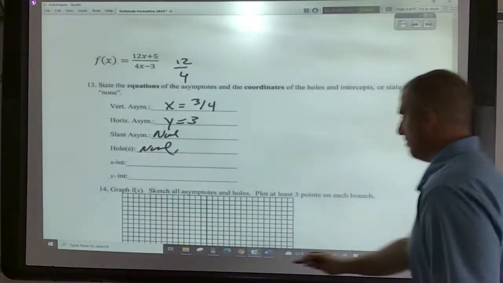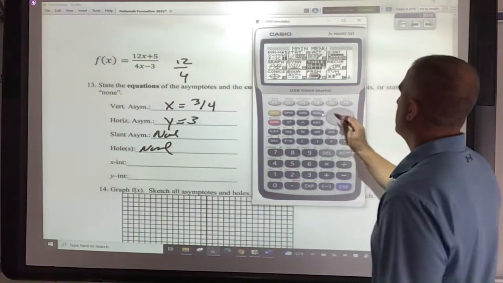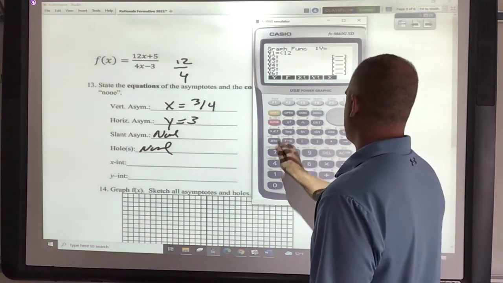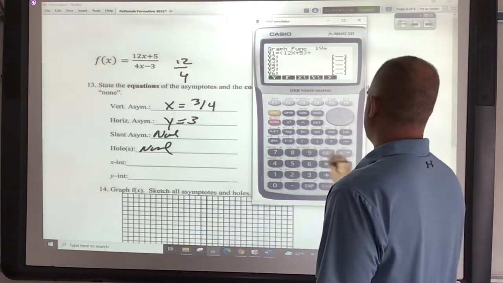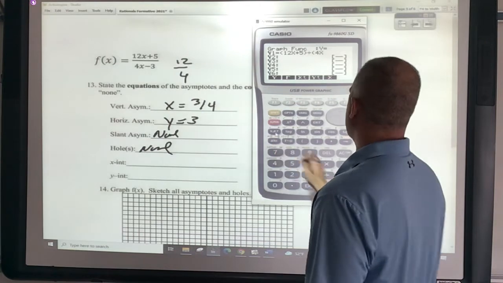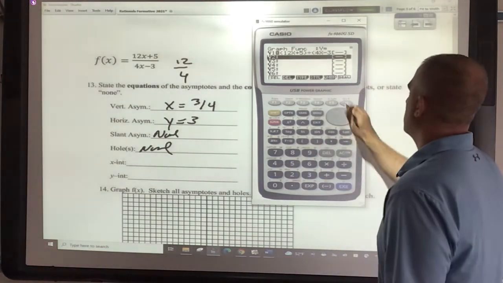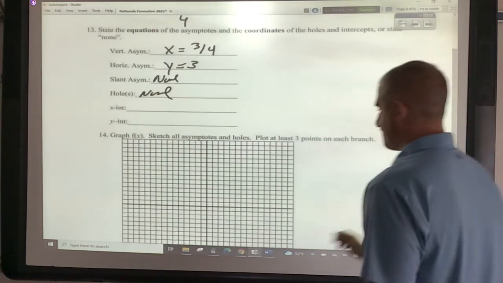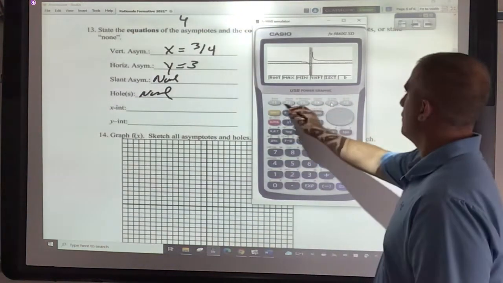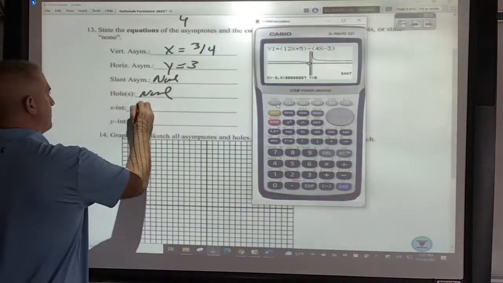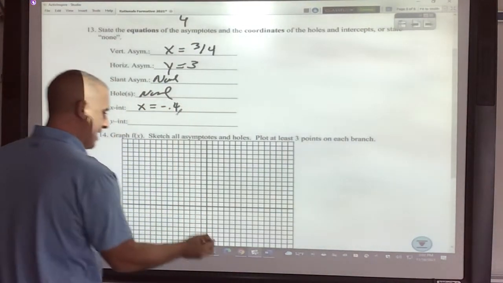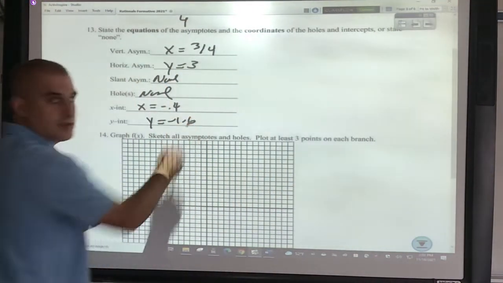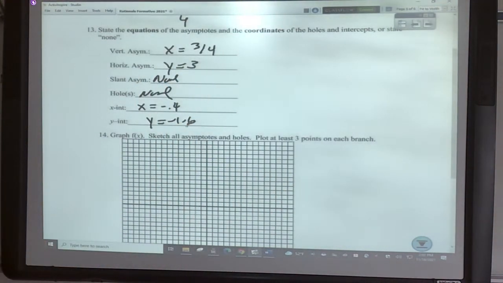So what I want to put into the calculator, into the graph, is 12x plus 5 divided by 4x minus 3. Something like that. So G-solve root, I got x equals -0.4. G-solve y-intercept, y equals -1.6.